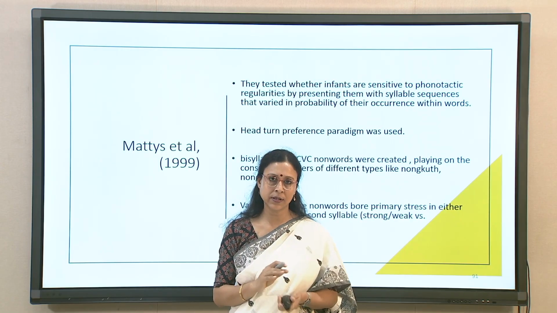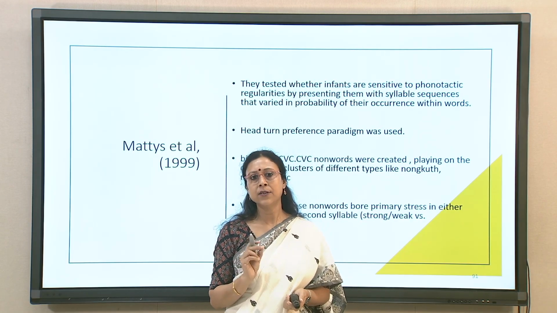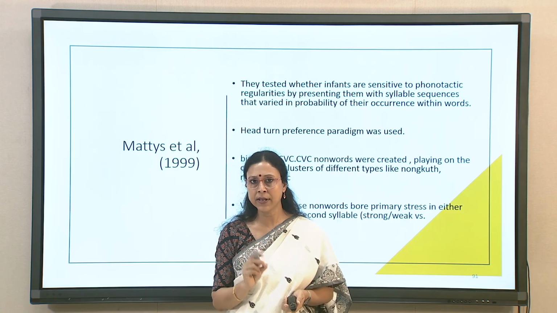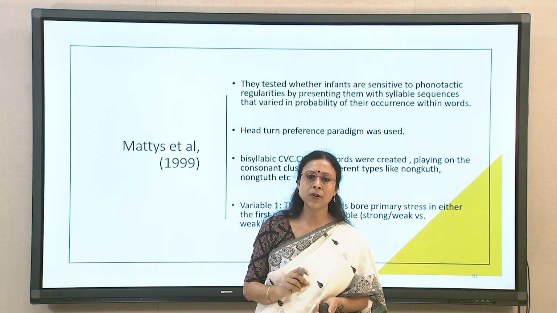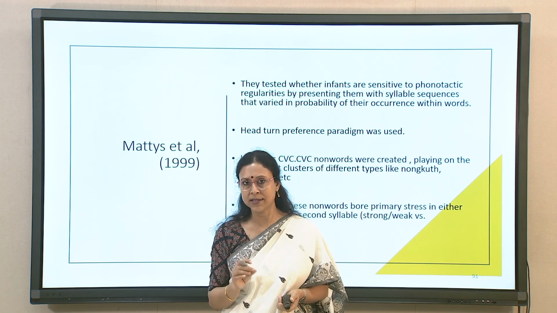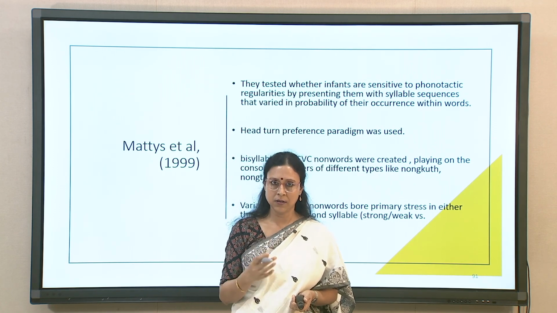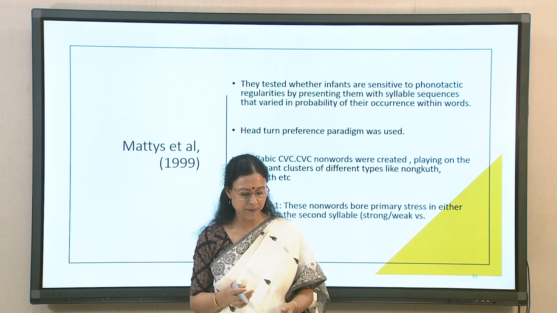There was a list of bisyllabic words that were created, all non-words. The first variable was that the non-words bore primary stress in either the first or the second syllable. So, the stress patterns were changed, basically either trochaic or iambic, that is, strong-weak or weak-strong. The bisyllabic non-words differed on either the trochaic pattern or the iambic pattern.